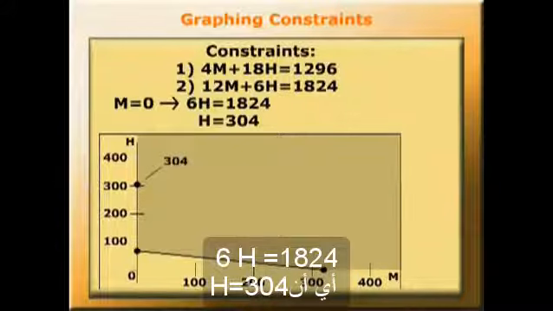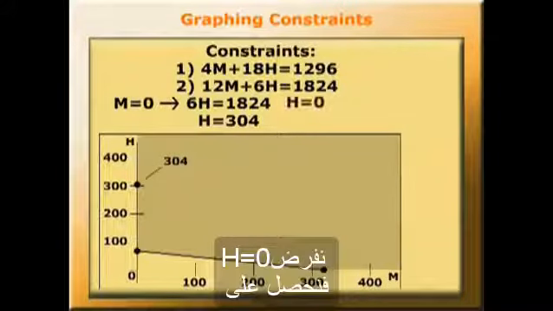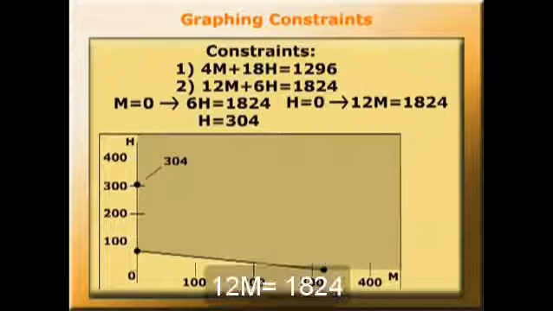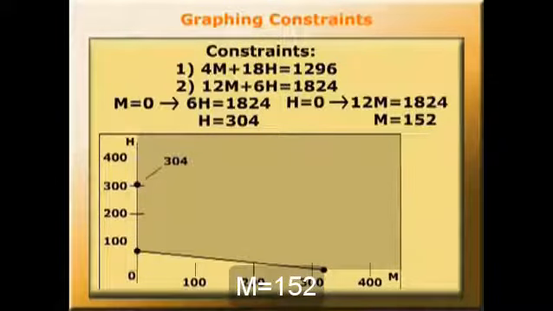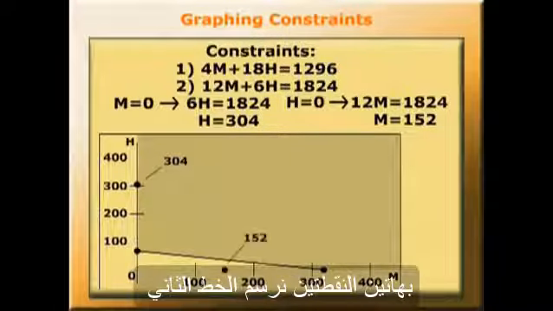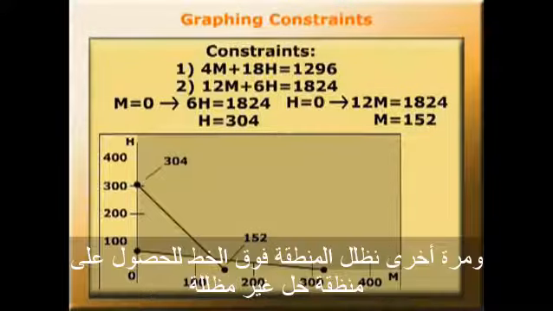Now we find our other set of coordinates by setting H equal to 0. This will give us 12M equals 1824. So M equals 152. So from these pairs of coordinates, we've plotted the second line on the diagram, again shading the area above and to the right of the line to indicate that these are areas of non-feasibility.